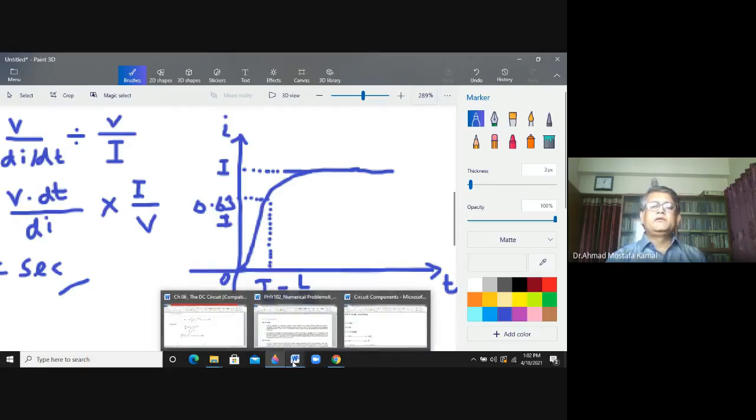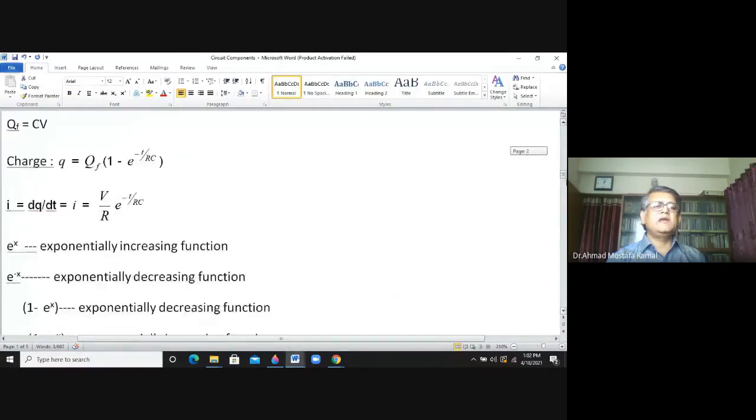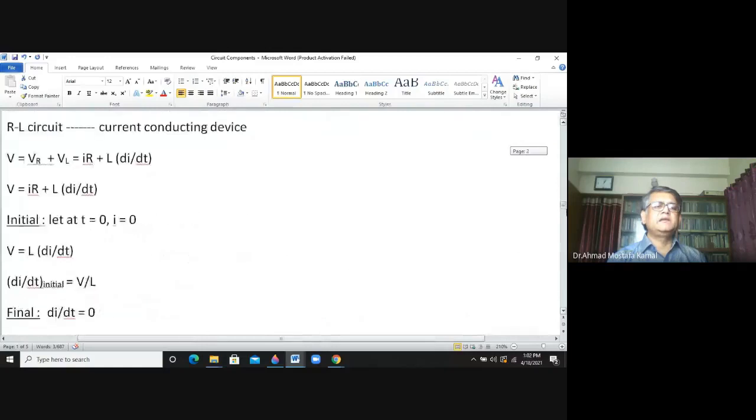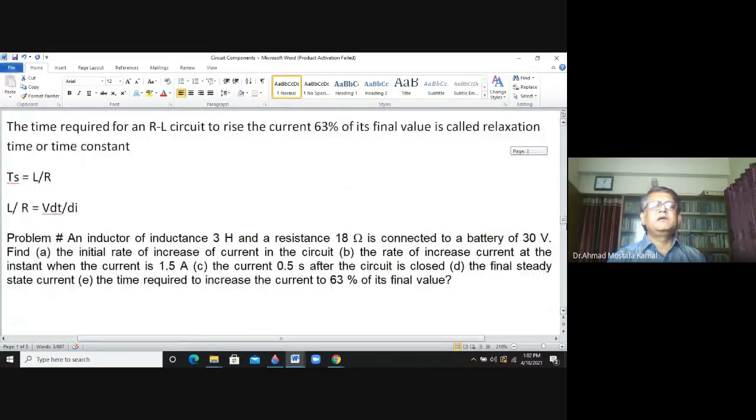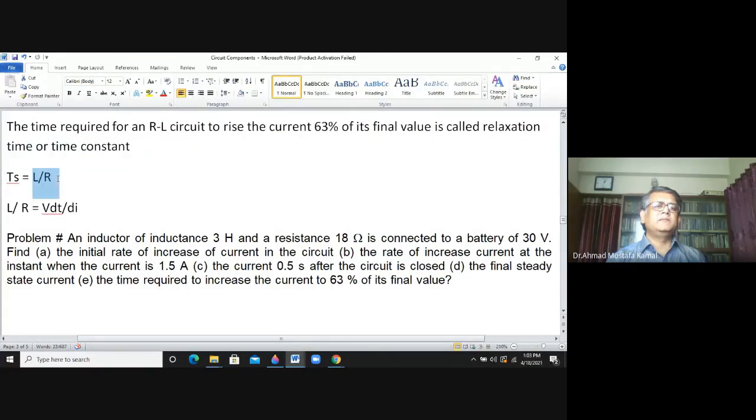So you can now define the relaxation time as the time required for an RL circuit to raise the current to 63% of its final value. This is called relaxation time or time constant. In the case of the RC circuit, it was the time required for an RC circuit to store 63% of the final charge. So this is written as tau equal to L by R.